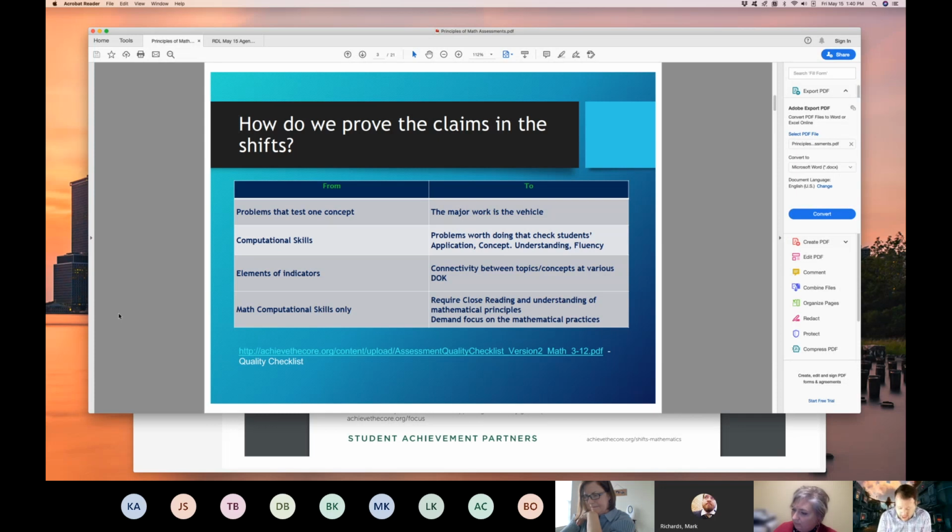You know this as well as I do if we're talking about the AIR, now Cambium-based assessments. Those assessments require kids to be able to read. If they can't read well, they're going to be in trouble.